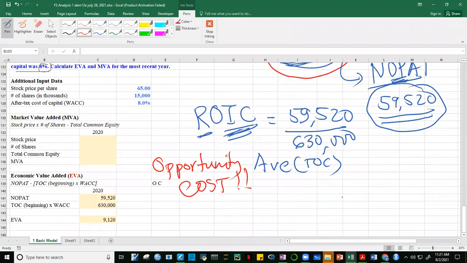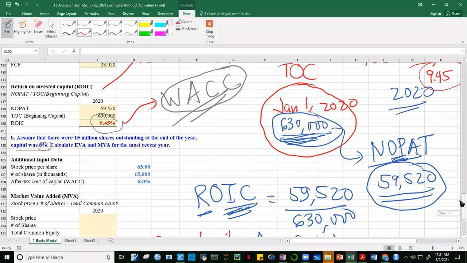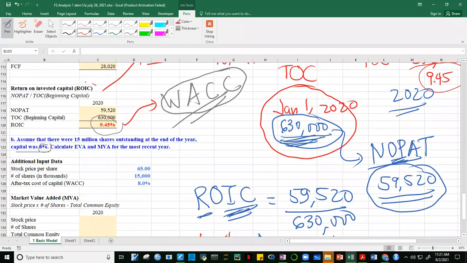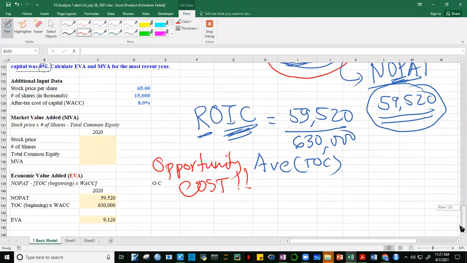Ito, no? Okay, then related to ROIC, okay, is another measure called EVA, economic value added. Okay, this is based on the concept of economic profit. Magkaiba kasi guys yung accounting profit kaysa sa economic profit. So economic profit guys takes into consideration the cost of the use of capital. No? Okay, so let's do that. Operating profit natin 59,520. Good or bad? We can't answer that kung good or bad.